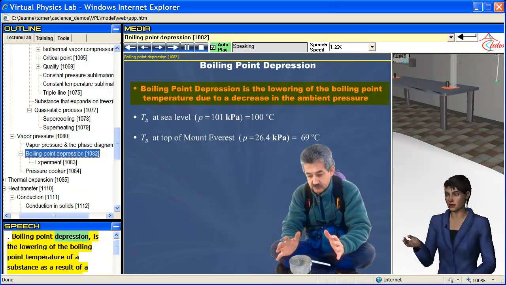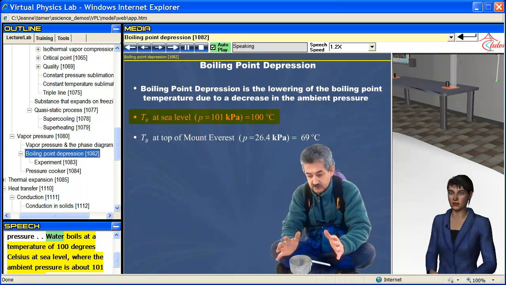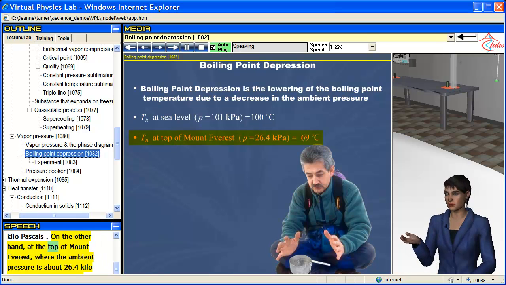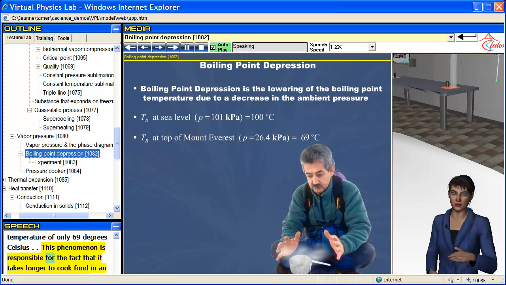Boiling point depression is the lowering of the boiling point temperature of a substance as a result of a decrease in the ambient pressure. Water boils at a temperature of 100 degrees Celsius at sea level, where the ambient pressure is about 101 kilopascals. On the other hand, at the top of Mount Everest, where the ambient pressure is about 26.4 kilopascals, water boils at a temperature of only 69 degrees Celsius. This phenomenon is responsible for the fact that it takes longer to cook food in an unsealed container at high elevations.